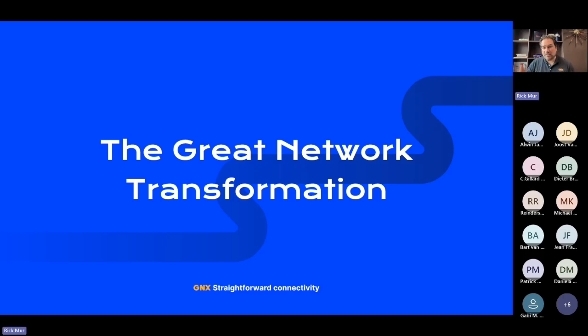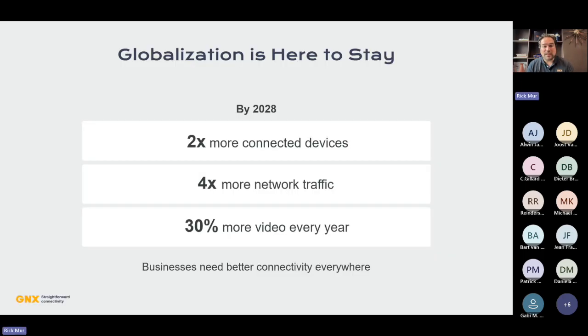But first, let me take you back a little bit in history and take you back to how a modern day network infrastructure is built. We call it the Great Network Transformation, meaning that globalization is happening. Of course, we had a little delay in that maybe with the COVID years, but today growth is back. People are hybrid. So there's a very distributed model of where users are located, but also where devices are located and where data is located.